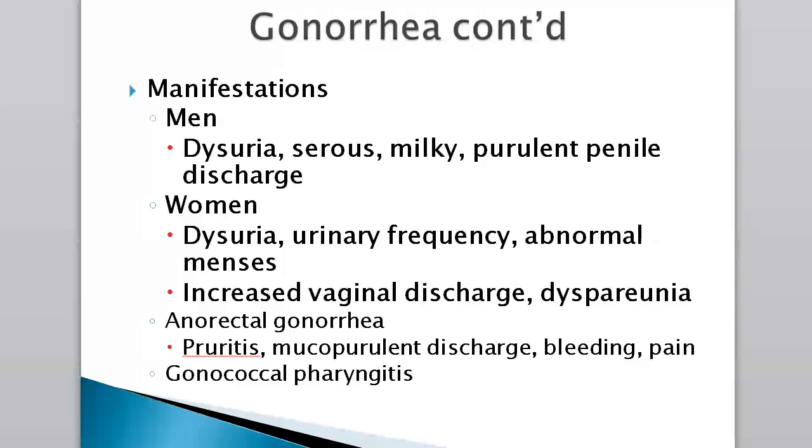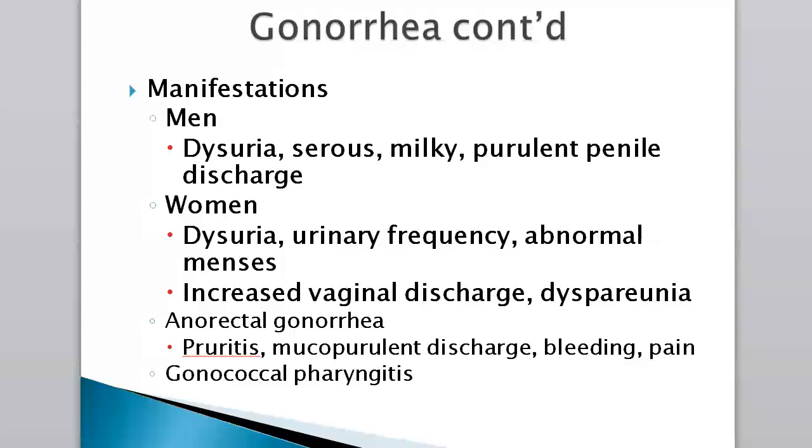Women with symptoms experience, again, dysuria like men do, urinary frequency, and abnormal menses. They might have a heavier flow, or they may not have a menses at all. And they have increased vaginal discharge or dyspareunia, okay? Anorectal gonorrhea is seen most often in homosexual men, and the manifestations include pruritus, mucopurulent rectal discharge, rectal bleeding, pain, and constipation.